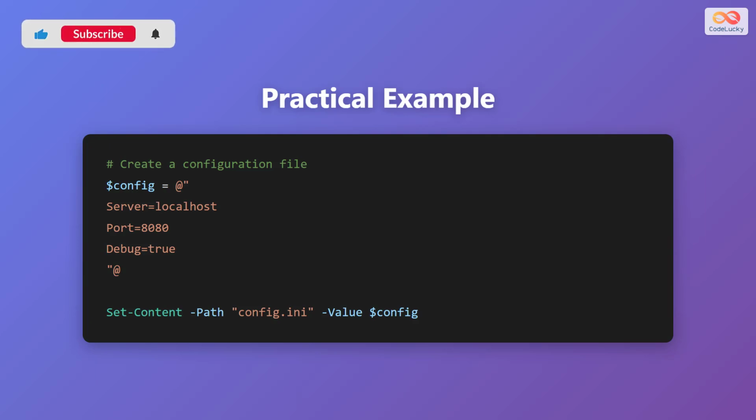Let's finish with a real-world example. Here we're creating a configuration file for an application. We define a multi-line string using the @quote syntax, which preserves formatting and line breaks. This string contains configuration settings like server equals localhost, port equals 8080, and debug equals true. Then we use set-content to write this entire configuration block to a file named config.ini. This technique is perfect for generating configuration files, scripts, or any structured text documents programmatically.